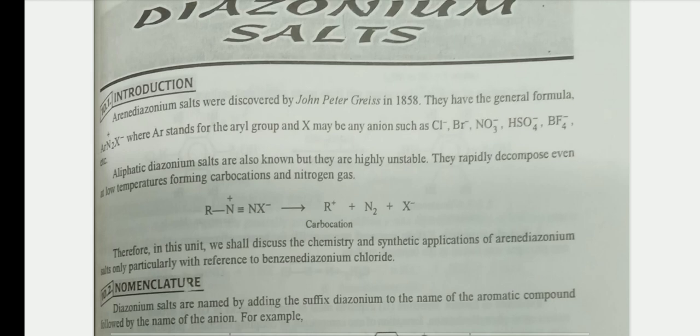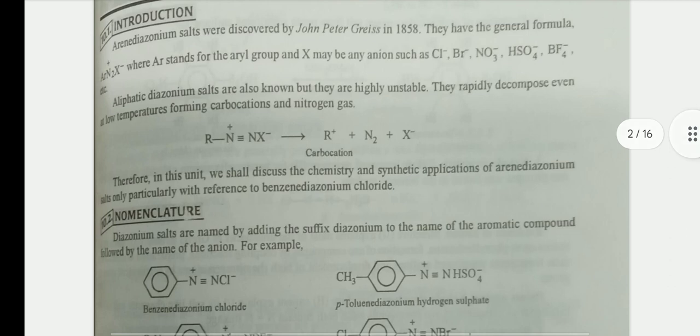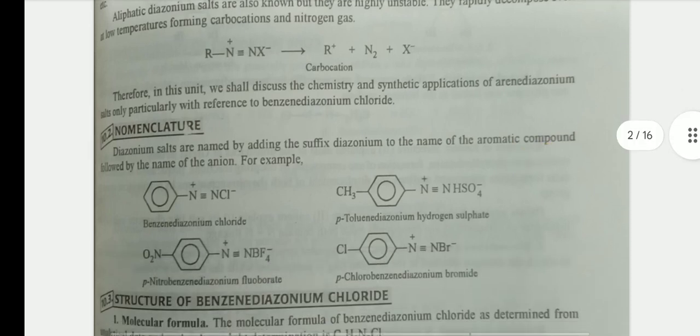Aliphatic diazonium salts are also known, but they are highly unstable. They rapidly decompose even at low temperatures, forming carbocations and nitrogen gas. Therefore, in this unit, we shall discuss the chemistry and synthetic application of arene diazonium salts only, particularly with reference to benzene diazonium chloride. Now we will read about nomenclature.